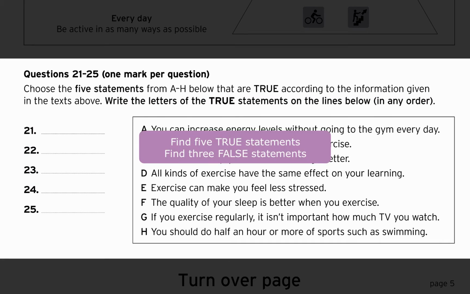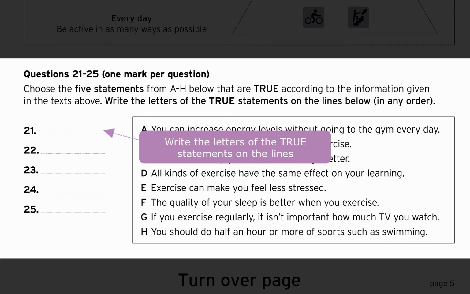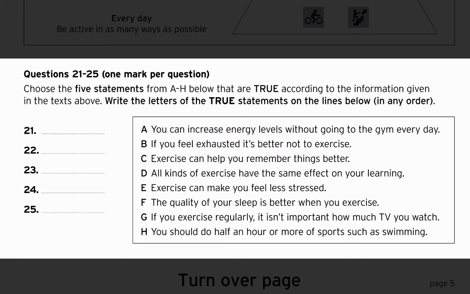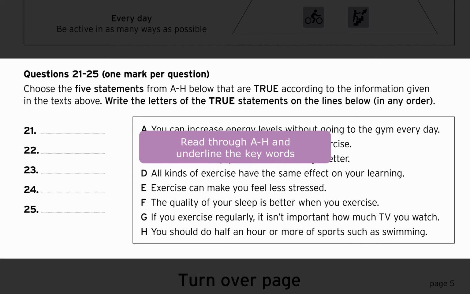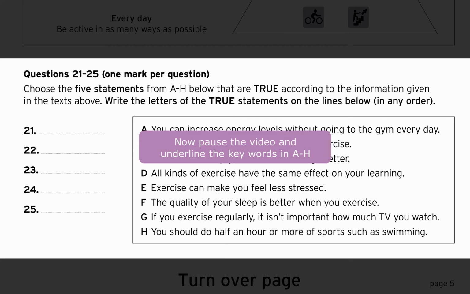Basically, you need to find 5 true statements and you also need to find 3 false statements. You will write the 5 true ones on the lines and the other ones you can cross out or note that they are wrong. The first step for you is to read through A, B, C, D, E, F, G and H and underline the words which you think are important. Do this now, please. Pause the video and underline the words.